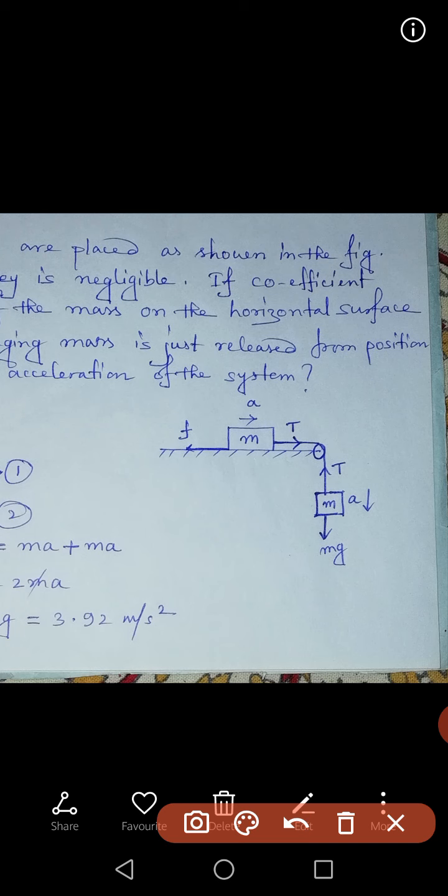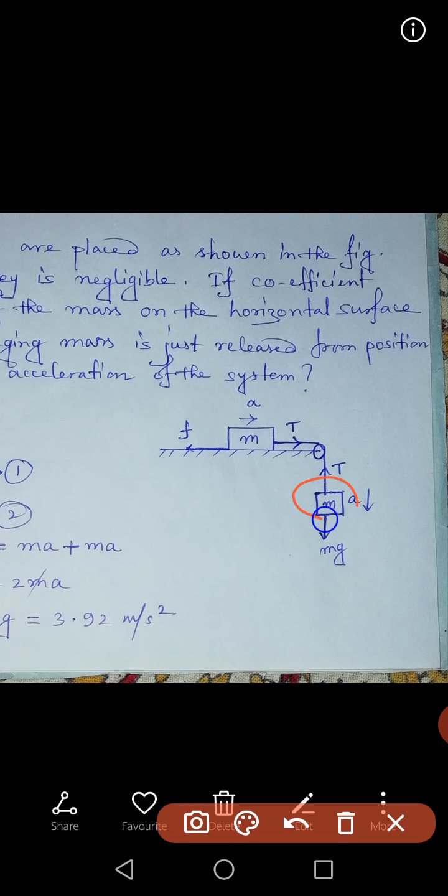This figure is given with the question. Now see, since this mass is going down with a certain acceleration, it will obviously pull this mass also with the same acceleration a. We have to find out this acceleration.